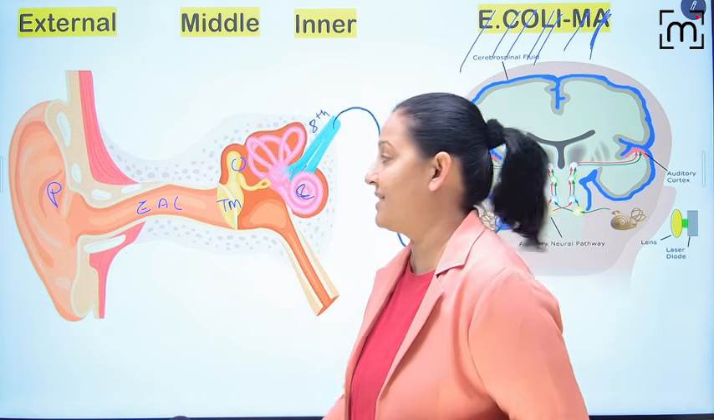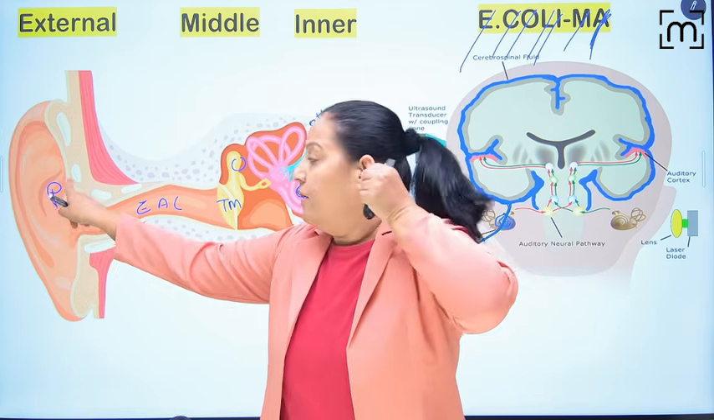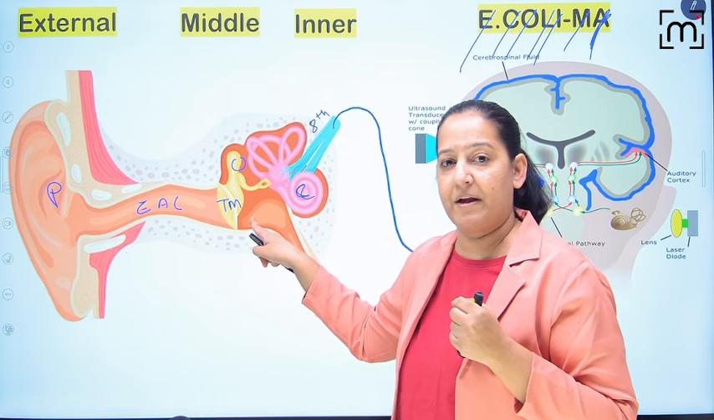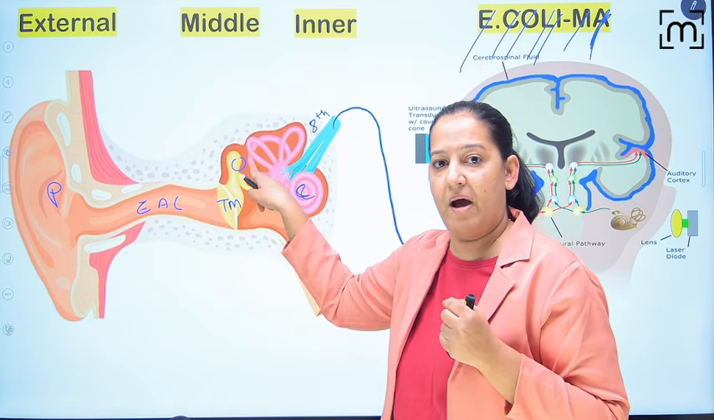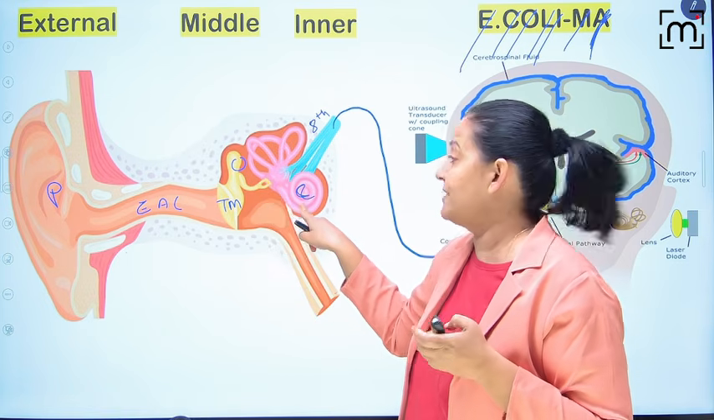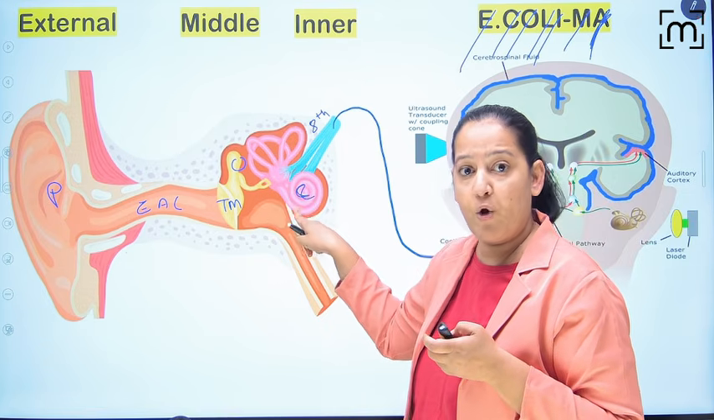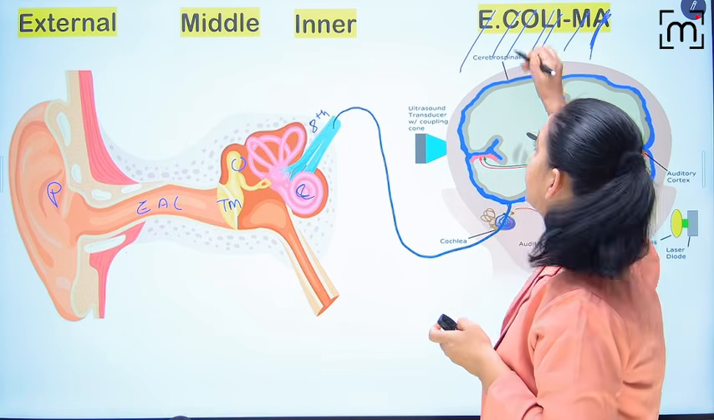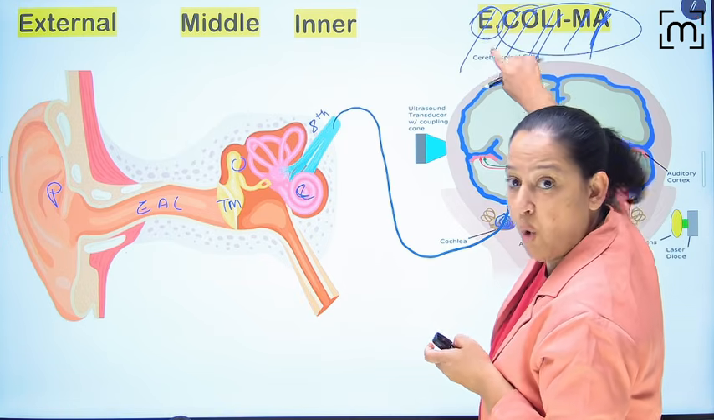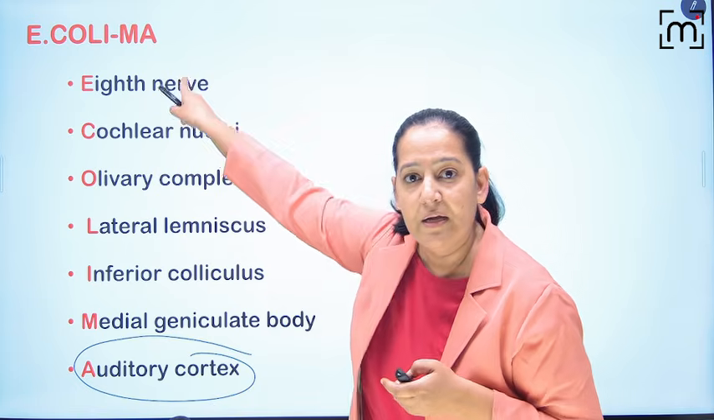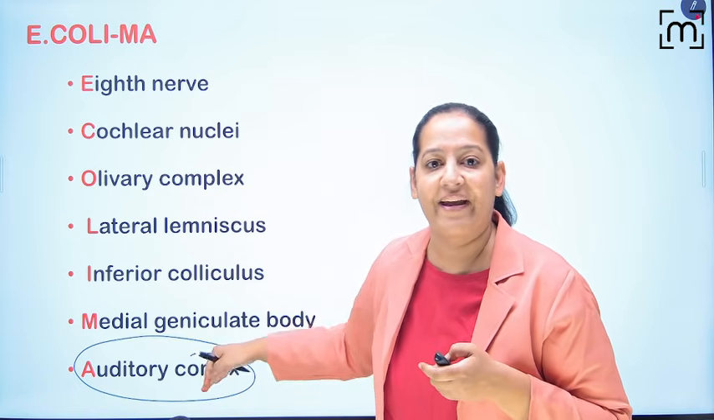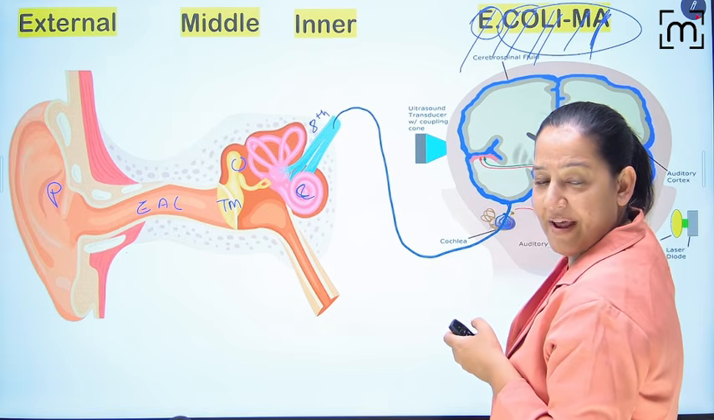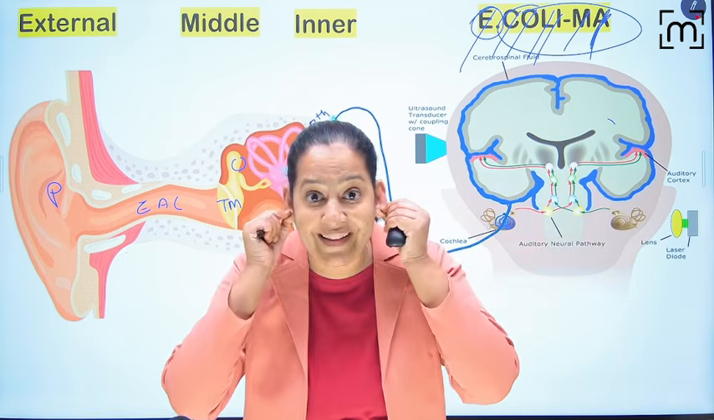Again, I'm saying, please revise it. Sound goes to the pinna. From the pinna, it goes to the external auditory canal, then to the tympanic membrane, then to the ossicles, MIS. From the ossicles, it goes to the stapes. From the stapes to the cochlea. From the cochlea to the 8th nerve. And from the 8th nerve, it goes to the brain. This is the 8th nerve, and this is the complete brain, E. COLI MA. This is the full form of E. COLI MA. This is the brain, the various nuclei in the brain. And finally, it reaches the auditory complex, area 41. This is how we can hear.